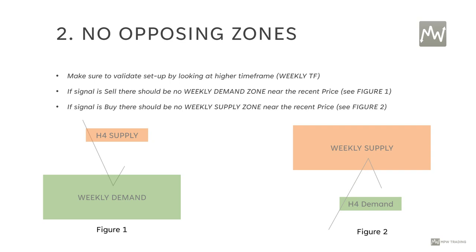So for example, let's say nag-analyze tayo, yung bias natin is sell, pababa, we want to sell. So let's say ito yung H4 supply natin. Kaya lang yung recent price nasa loob siya or malapit na siya doon sa weekly demand zone. Pagka ganyan guys, we don't want to trade, invalid yan kasi may opposing zone.